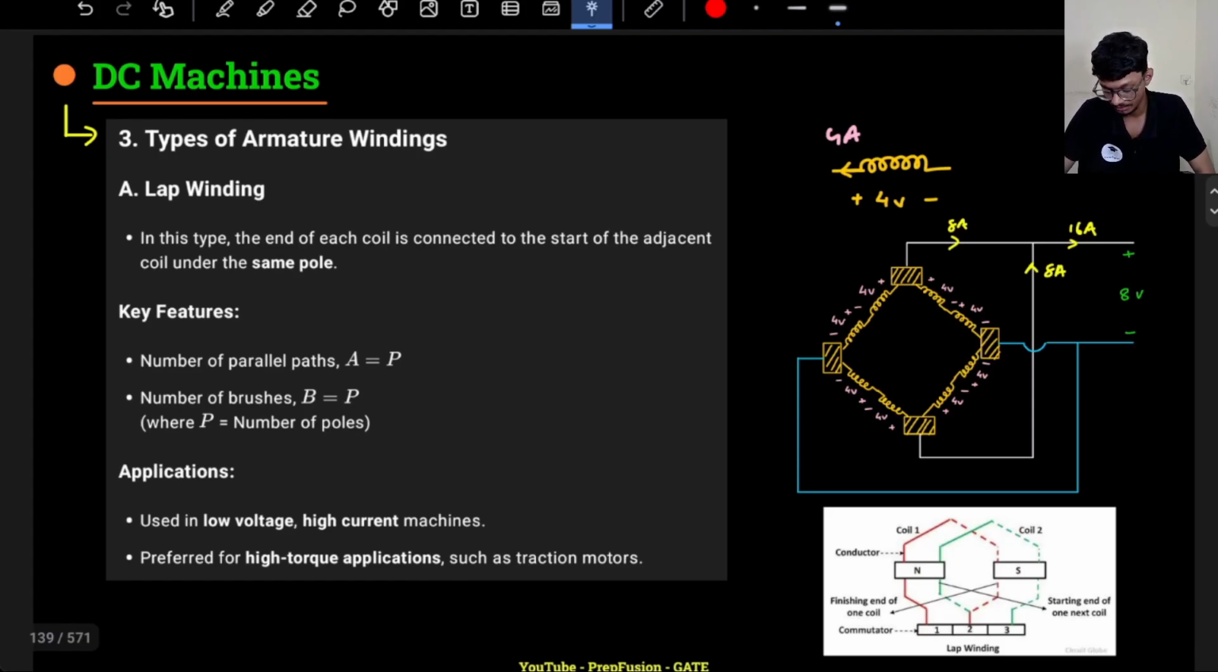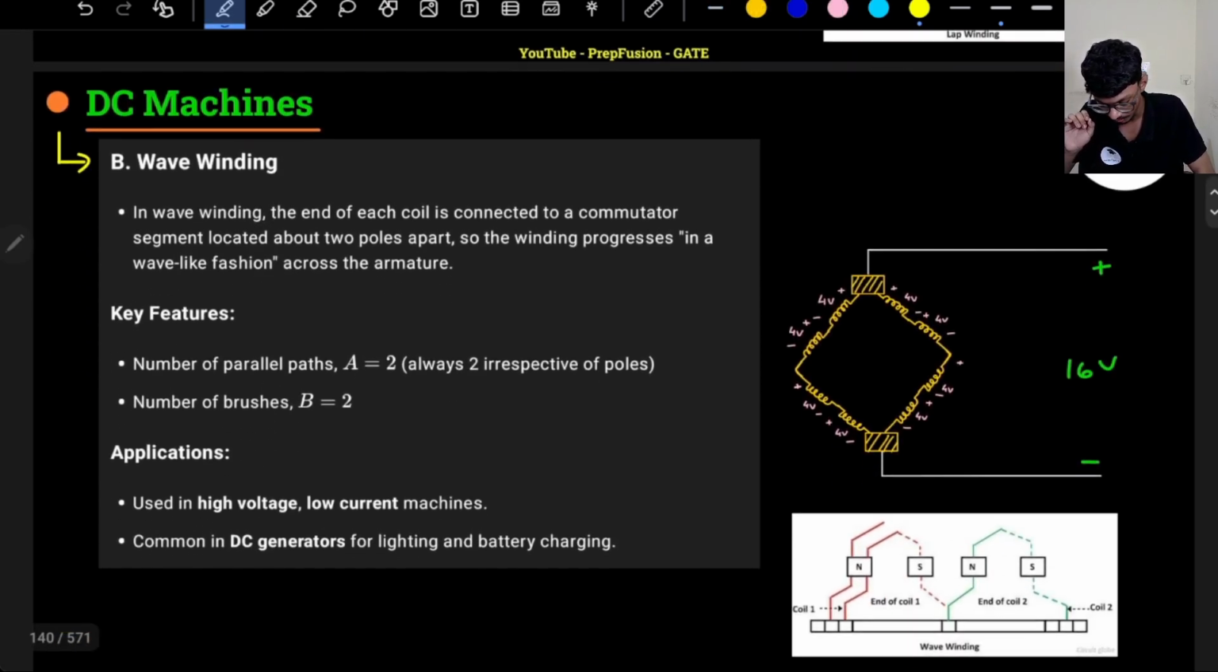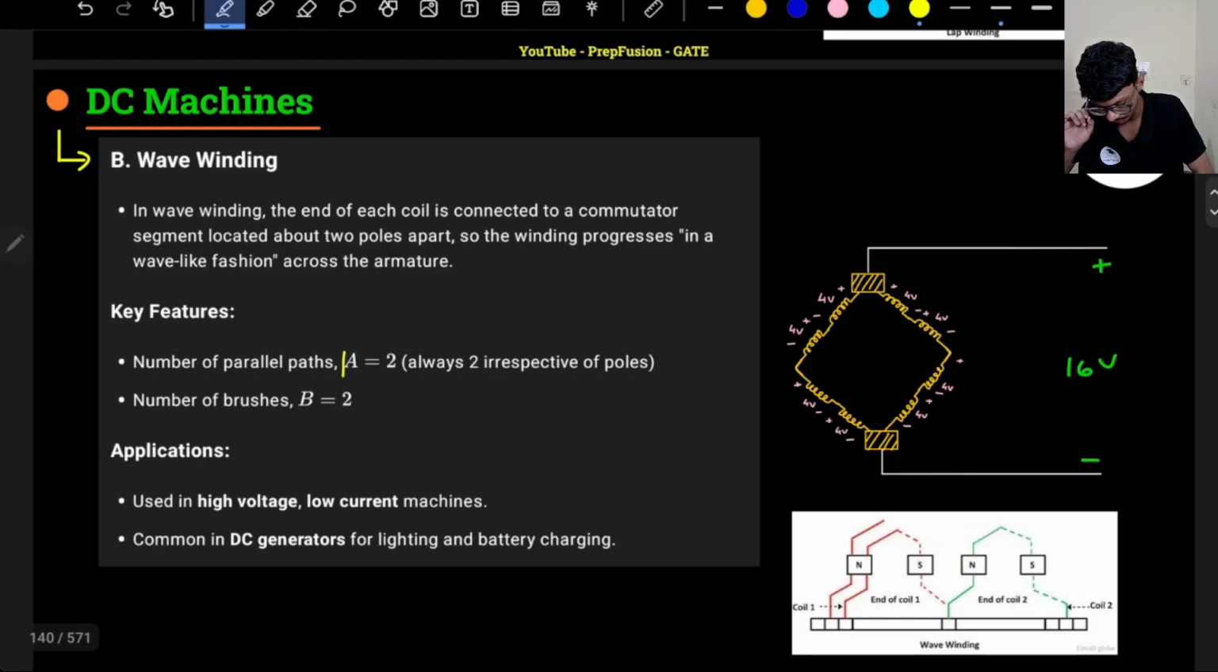So now let's discuss another type of winding, that is lap and wave winding. Okay, so the most important thing for lap and wave winding that you have to remember blindly is that the number of parallel paths will be equal to the number of poles. Okay, what do I mean by it? I will explain. But this is very important, right?